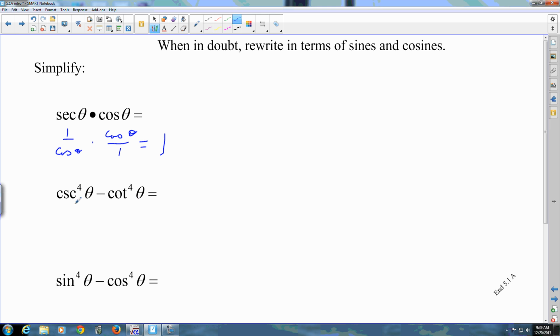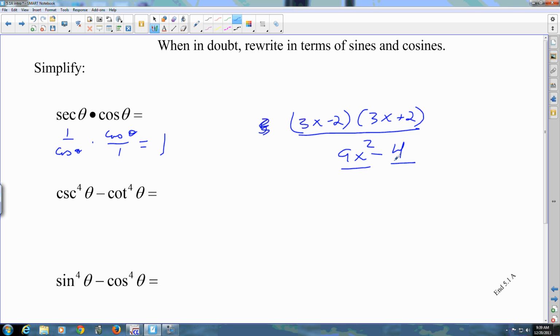Okay. Don't forget the difference of squares pattern. You're going to see this a lot in this section, in this chapter. So if you have 3x minus 2 times 3x plus 2, and if you FOIL that out, you get 9x squared minus 4. So it's a difference of squares. And remember that it factors back into something like this.